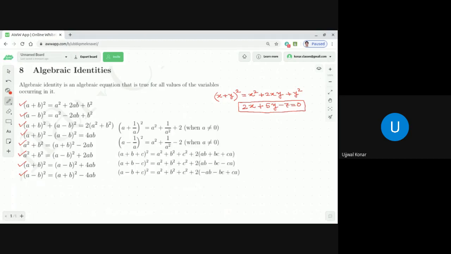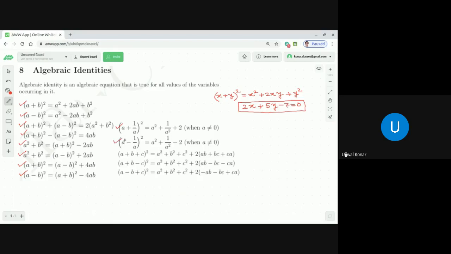The next set of identities, as you see, dear students, is that a plus 1 by a whole square is equal to a square plus 1 by a square plus 2 when a is not equal to 0. Because if a is equal to 0, then 1 by a becomes 1 by 0, which is undefined. a minus 1 by a whole square is equal to a square plus 1 by a square minus 2, same condition, when a is not equal to 0.